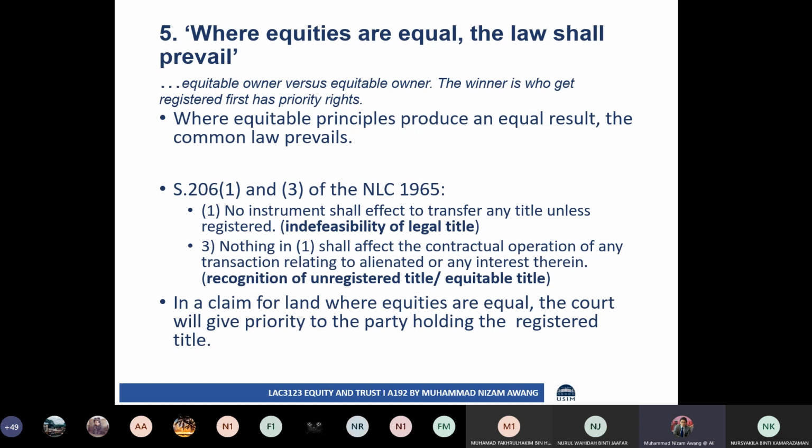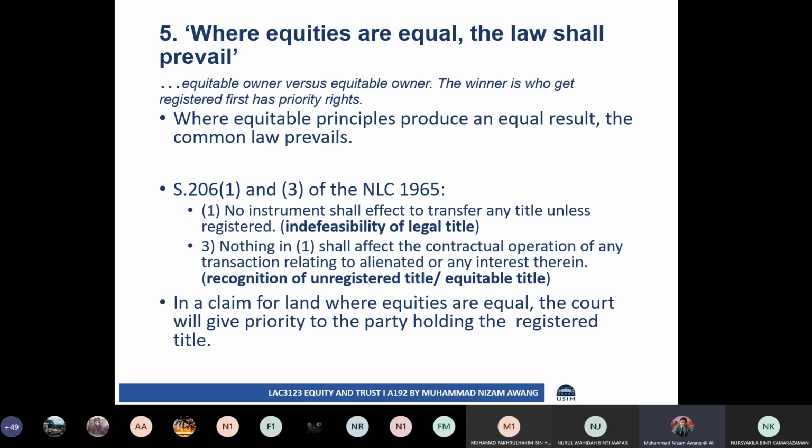Next, maxim number 5 and maxim number 6. It is actually referring to the competition of titles. Here we are talking about the clash of two equitable titles or two equitable owners. As we have discussed before, just to refresh you, an equitable owner is when a person has an equitable right over the land by doing something.